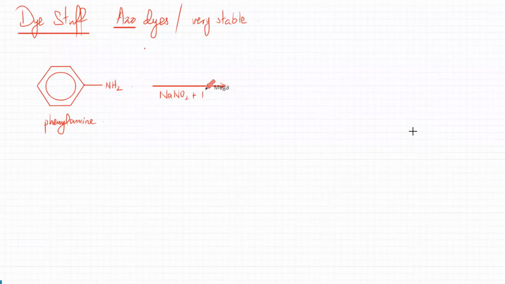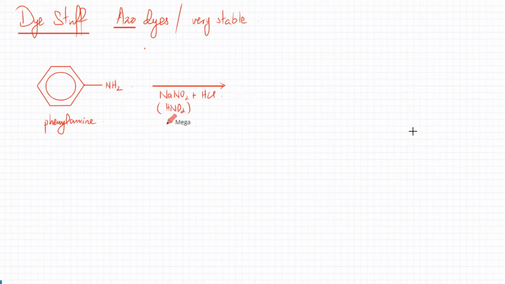Plus HCl. This is also sometimes referred to as HNO2, because NaNO2 and HCl react together to form HNO2. NaNO2 and HCl are the raw materials from which you make HNO2. So basically the reagent is HNO2, but usually you just add NaNO2 mixed with HCl.